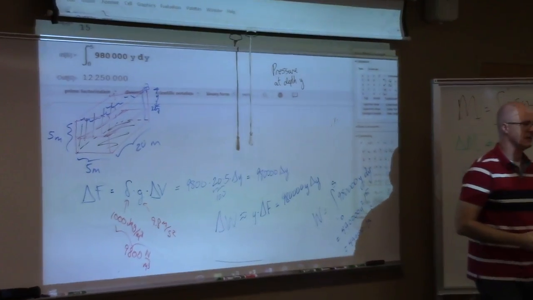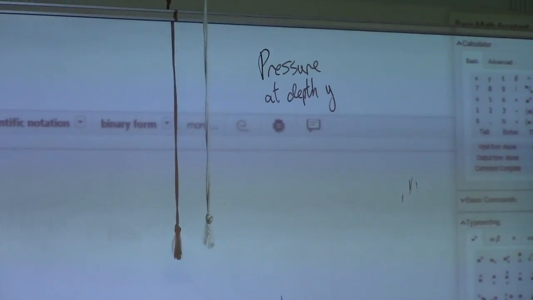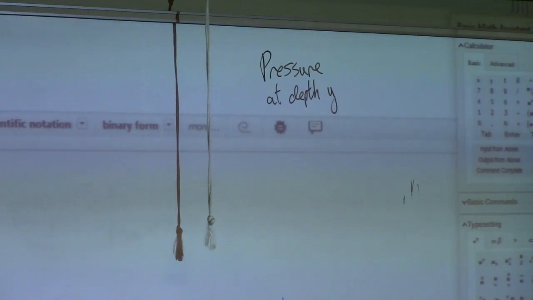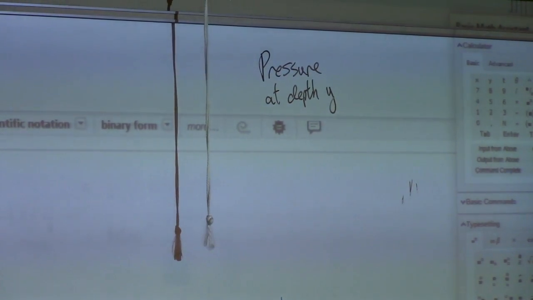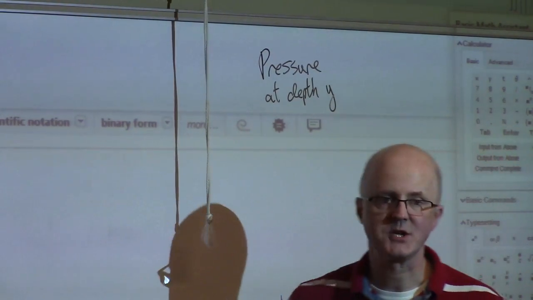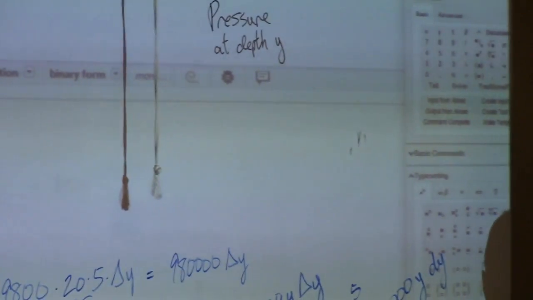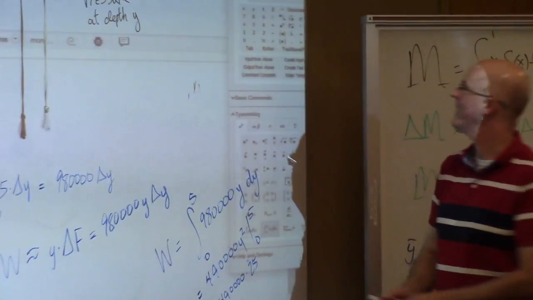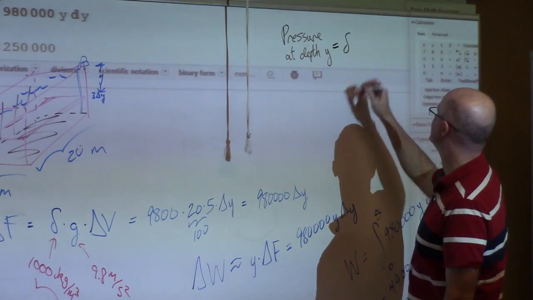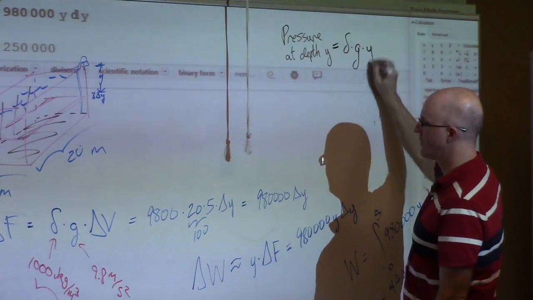I'm going to continue to use the letter y for depth. The book uses the letter h. I think probably many physics books use the letter h. But I'm going to stay consistent with this picture, and I'm going to think about pressure at depth y. What is the water pressure at depth y? It turns out to be the density of water times the acceleration due to gravity times y.